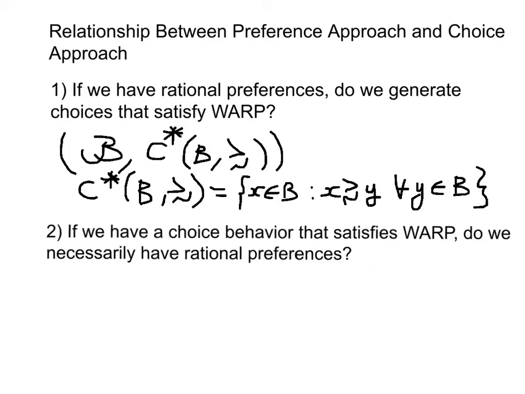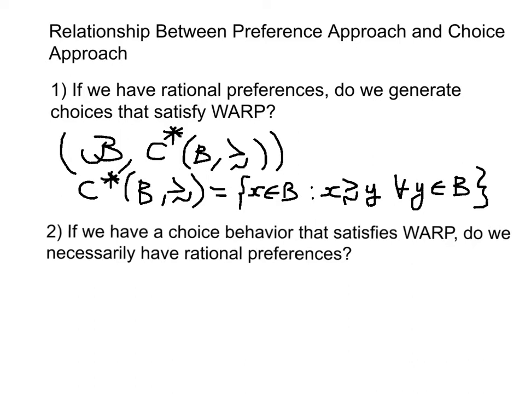Basically, we're looking at the decision maker's preferred alternatives in the budget set. And the answer here is indeed, if the preference relation is rational, then the choice structure that's generated by the preference relation will satisfy WARP.